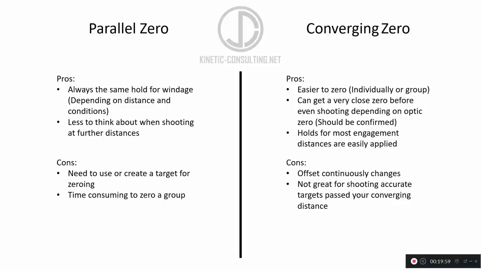Holds for most engagement distances are easily applied. Common engagement distances for law enforcement, right, are from zero, and then for snipers up to about 100. Now, there are a few outliers that were like 400-something yard shots and stuff like that, but most engagement distances are within that 100 yard span in a law enforcement setting. So your holds for that stuff are pretty simple and not hard to understand, conceptualize and practice. So that's something to think about too.